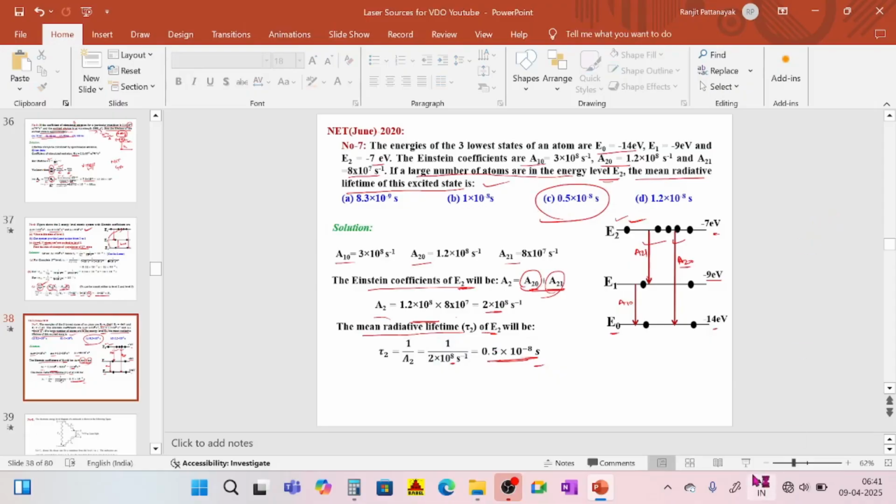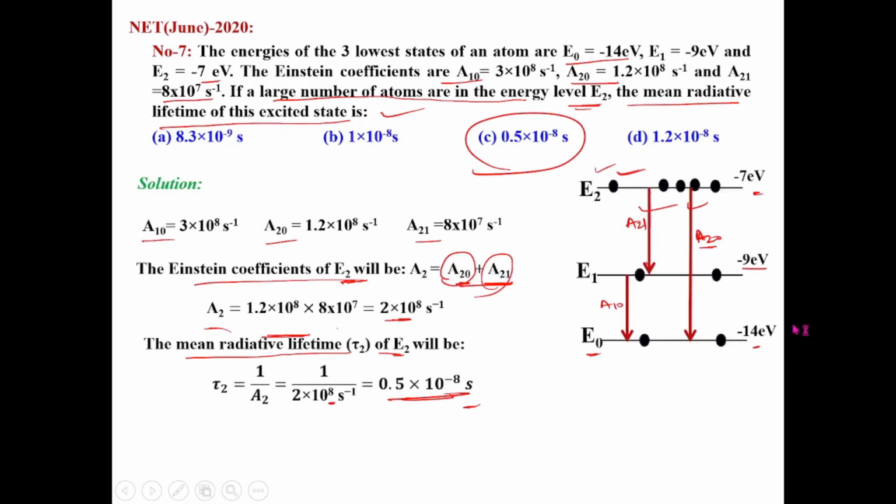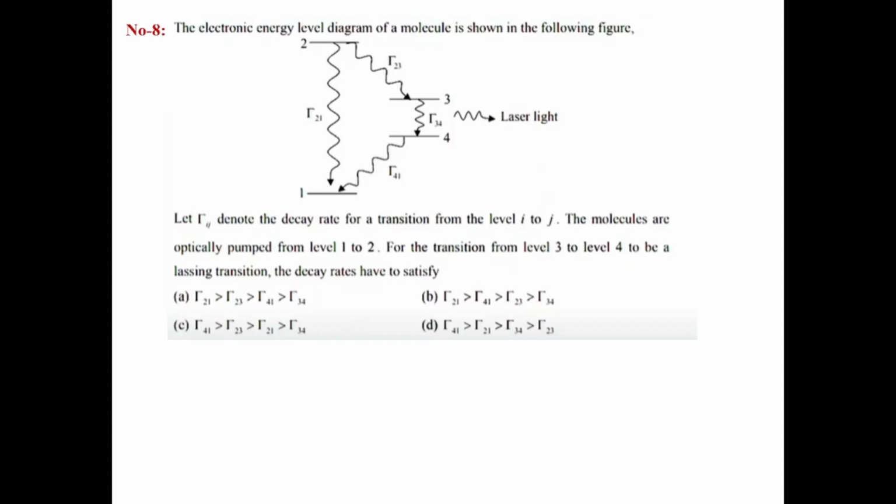Okay, now we are going to go for the next question. This one, question number 8. This is also a NET question. The electronic energy level diagram of a molecule is shown in the figure. So these are the transitions, stimulated or spontaneous. This is the transition from 2 to 1, this is 2 to 3, 3 to 4, and 4 to 1. The 3 to 4 transition is the one due to which laser light or laser oscillation is produced.